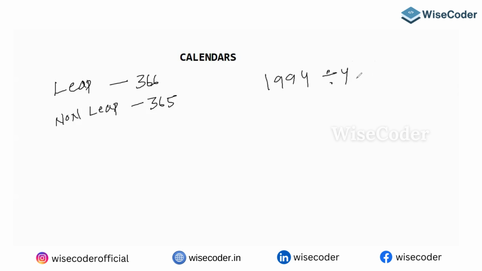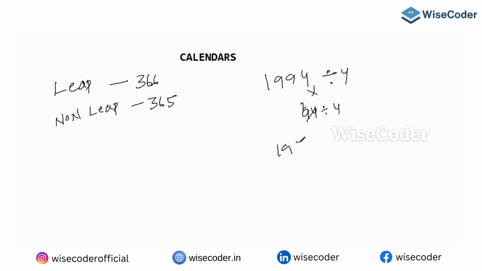What is the 4 divisibility rule? If the last two digits are divisible by 4, then the whole number is divisible by 4. Is 94 divisible by 4? Let's check. 4 twos are 8, one is left, so 94 is not divisible, and 1994 is not a leap year.